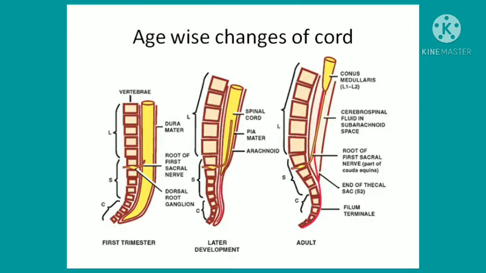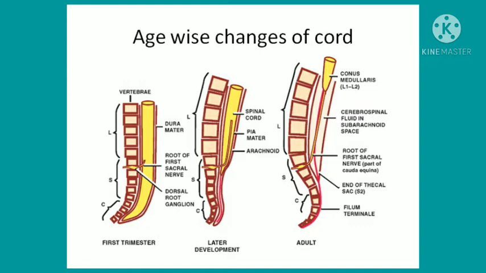The age-wise changes of spinal cord. Up to the third month of intrauterine development, the spinal cord extends throughout the entire length of vertebral canal, and the spinal nerves pass through the intervertebral foramina at their level of origin. Thereafter, the vertebral column grows faster than the spinal cord, and the terminal end of the spinal cord gradually shifts to a higher level.